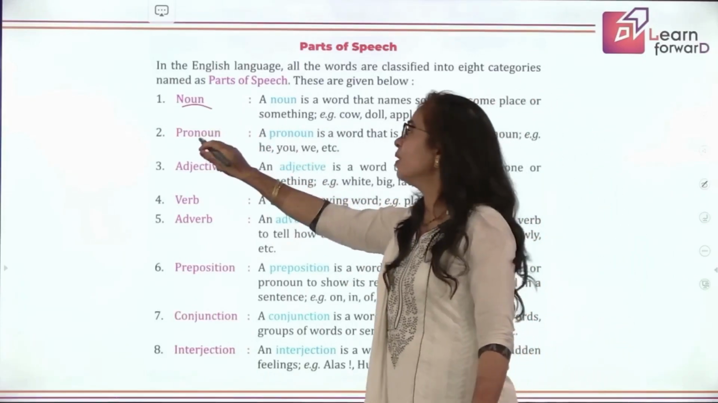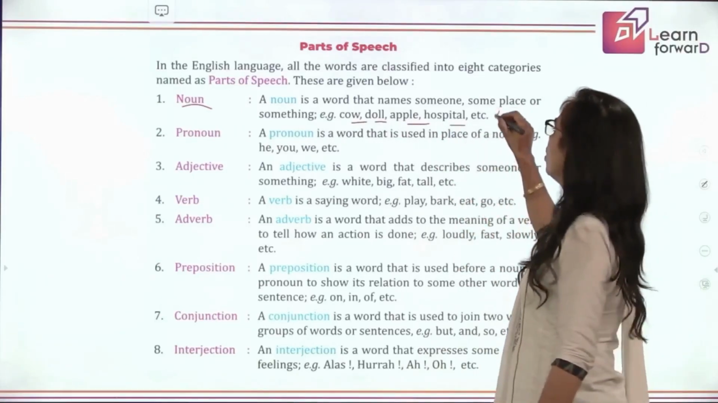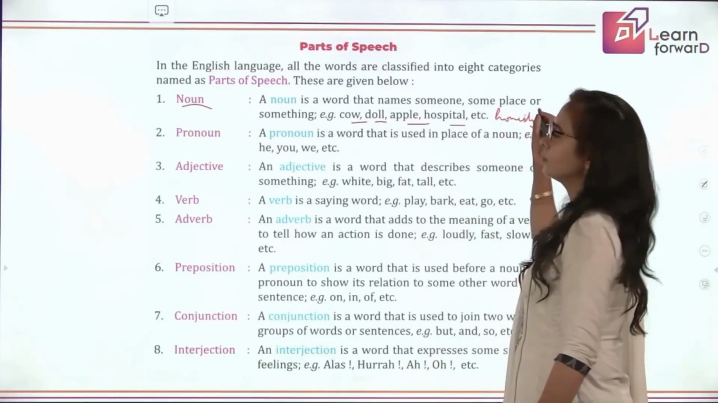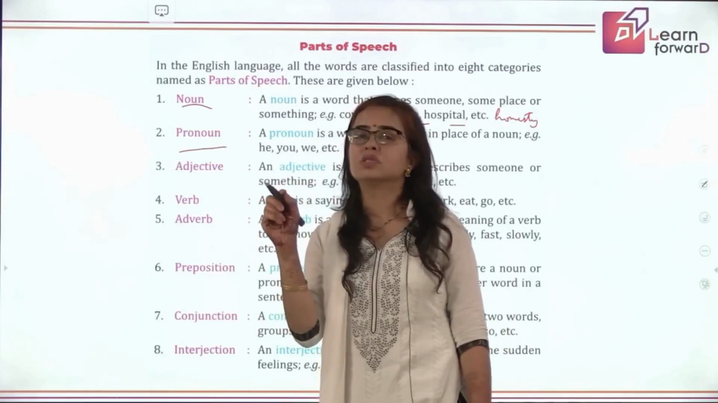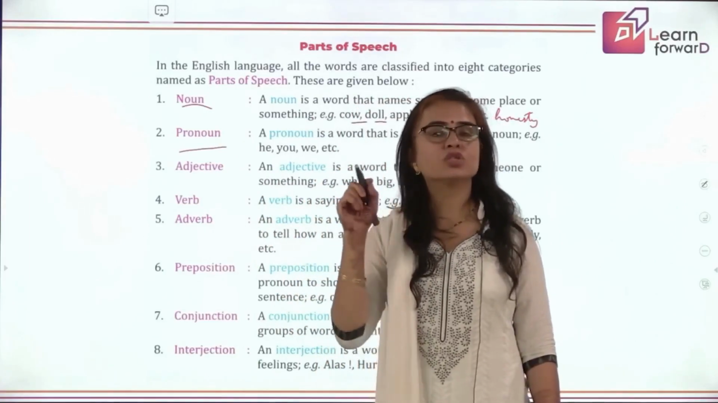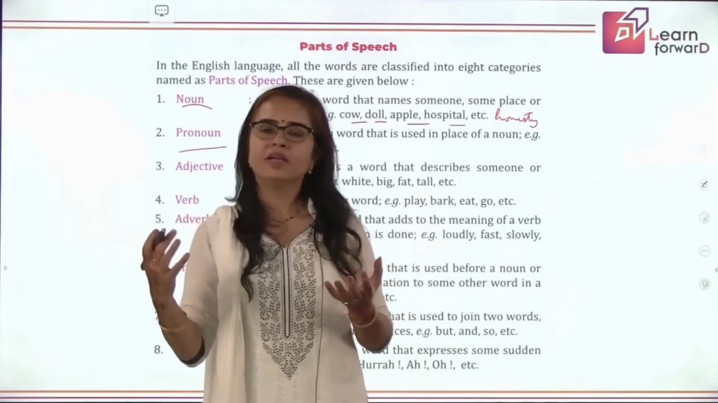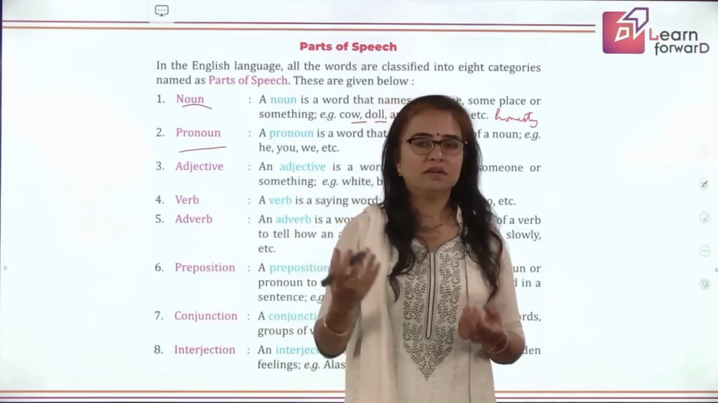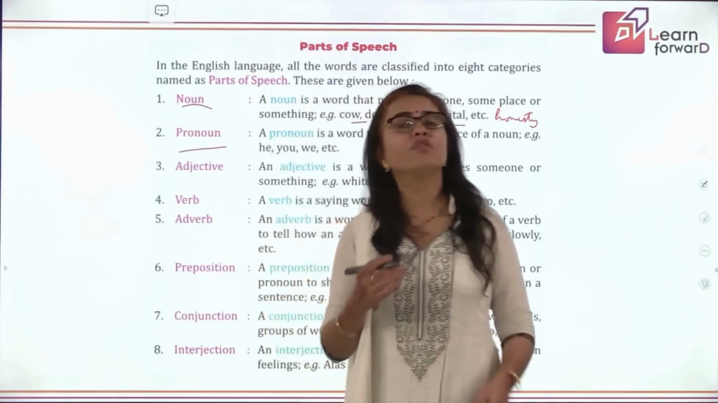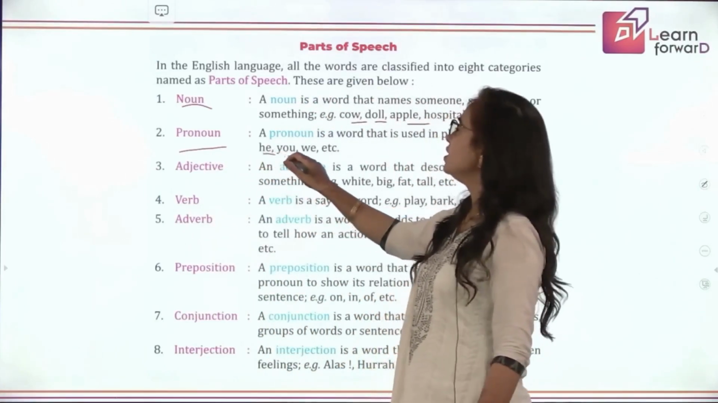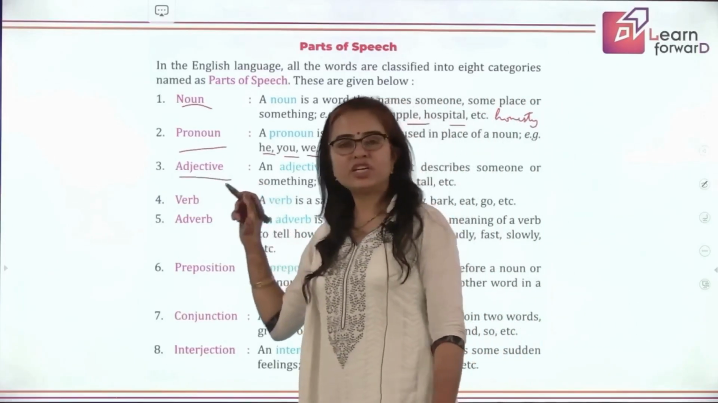Let's move to the second part. Like we have cow, doll, apple, hospital. Then we have learnt about qualities also. Honesty. That is also a noun. Then the second part of speech is pronouns. Pronouns are used in place of nouns. Like rather than saying Raman, Raman, Raman, Raman every time, we say he, his, right? Himself, him. So these are the words we use in place of nouns. They are called pronouns, like he, you, we, I, they. They are all pronouns.